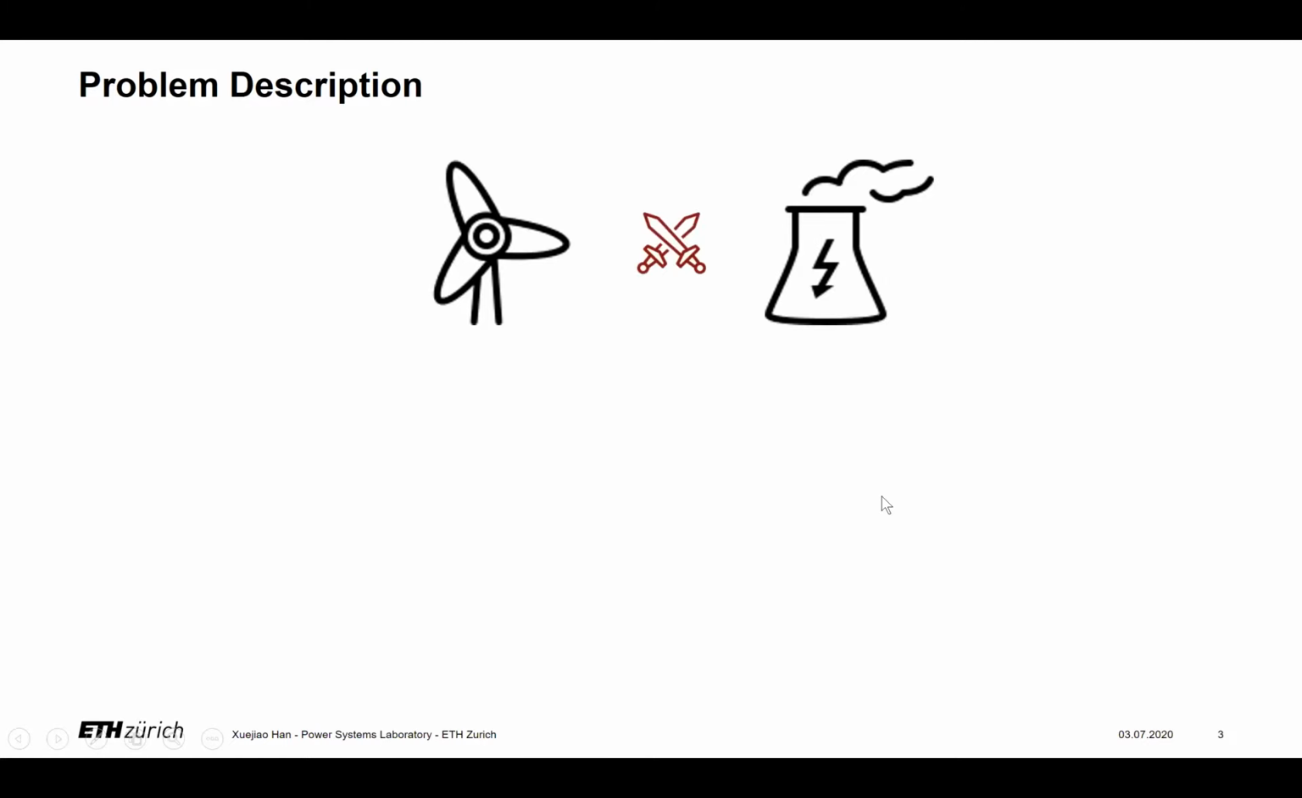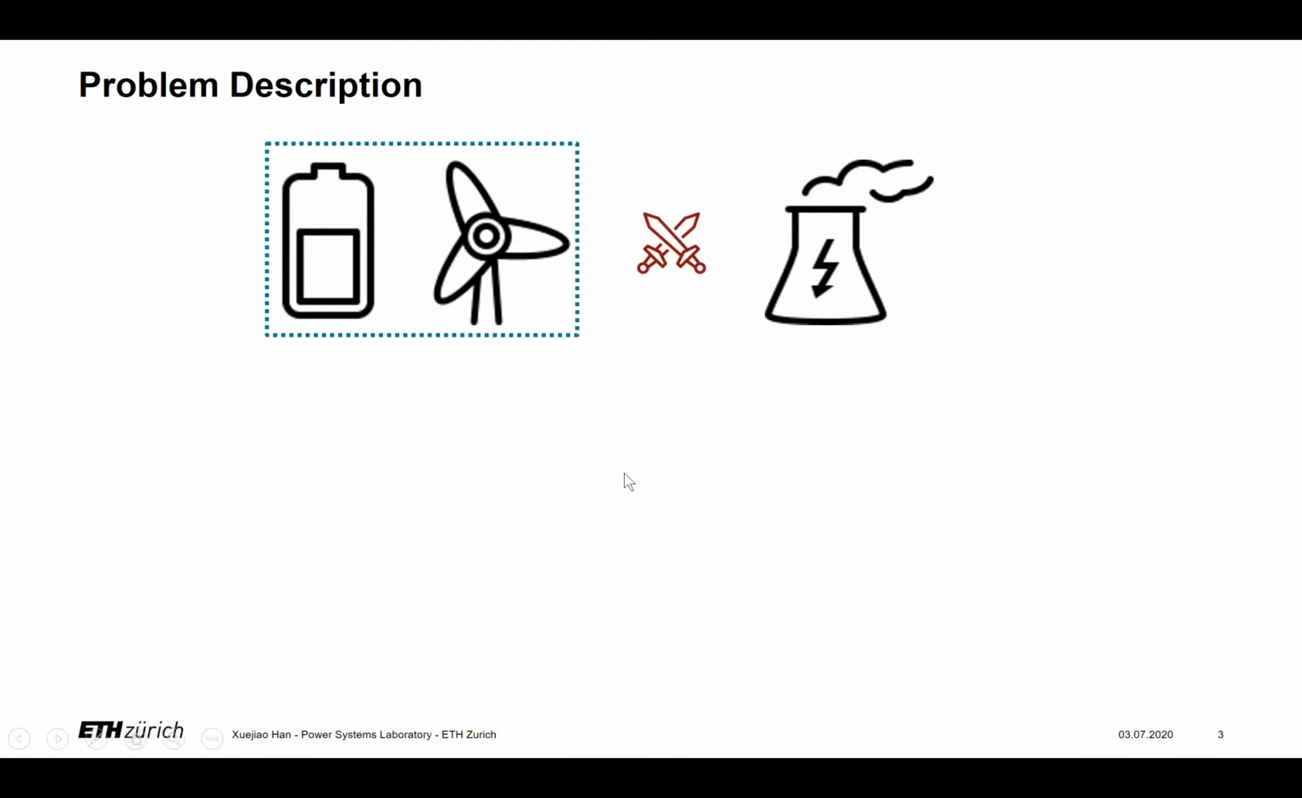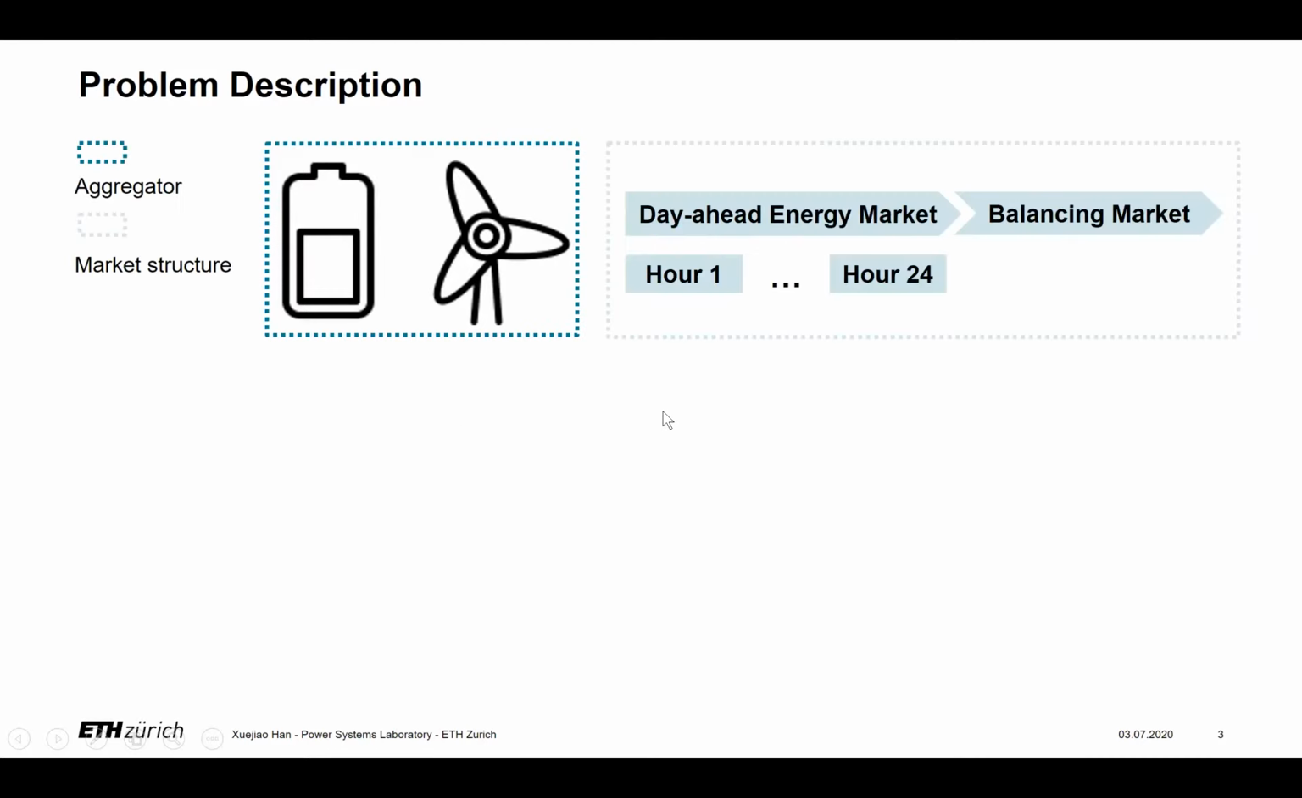The renewable energy market is expected to experience continuous worldwide growth, and to compete with conventional units and to deal with the fluctuations and uncertainty of the generation outputs of the variable generation units, it's often combined with other resources, for example, storage units. So in this work, we focus on an aggregator that participates in both the day-ahead energy market and the balancing market. The aggregator acts as a price maker in the day-ahead market, and all the imbalances caused by the forecast errors are cleared in the balancing market.